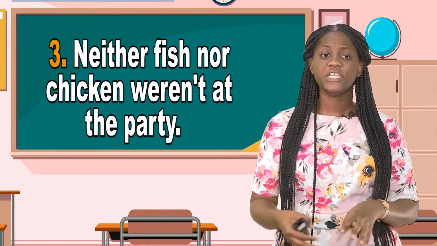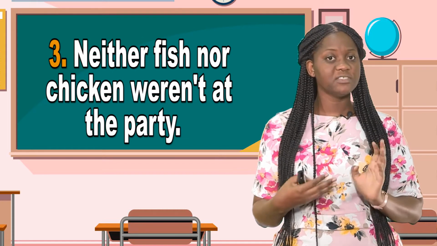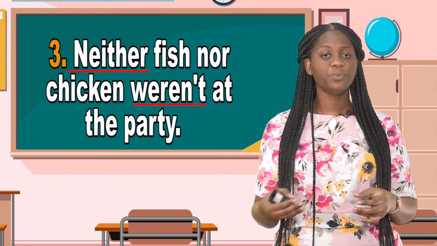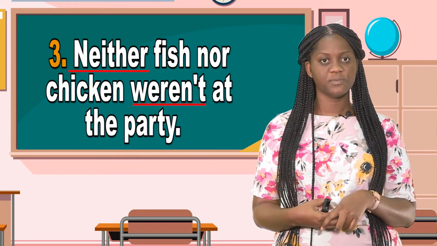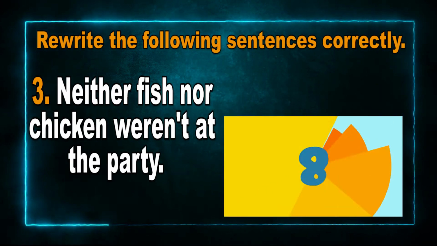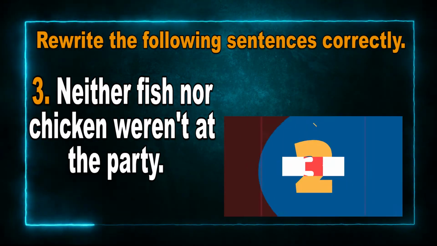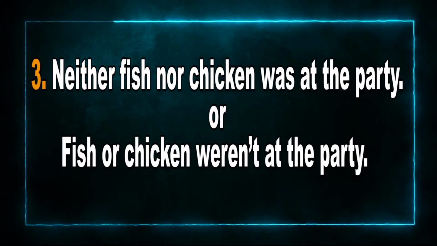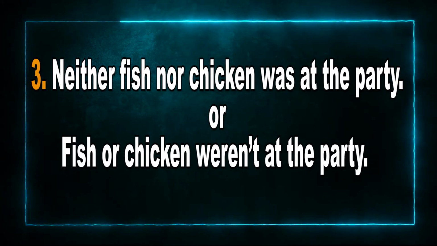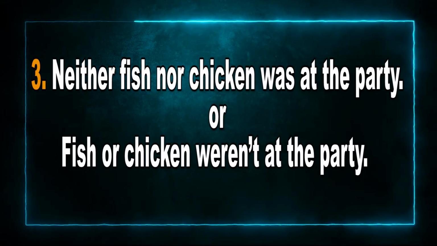Let's go on. Neither fish nor chicken weren't at the party. We have a double negative coming in that sentence. The words neither and weren't are both negative words. So let's correct. Our answer should be, neither fish nor chicken was at the party. Or we can have, fish or chicken weren't at the party.